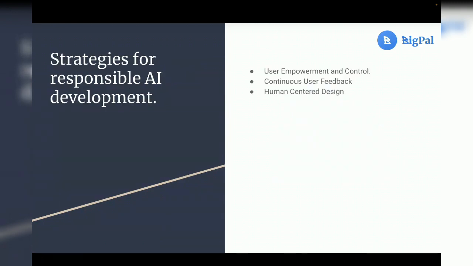So, strategies for responsible AI development: user empowerment and control, continuous feedback, which I already talked about, and human-centered design. Human-centered design just talks about this: when I'm creating a product, an AI product in this case, the first thing that comes to my mind is humans, which are obviously our users. We are building the website. You are building the product based on what they need at that particular point in time. You understand?